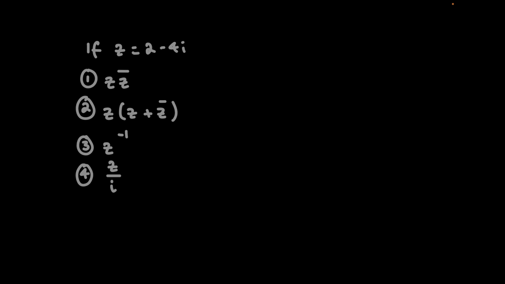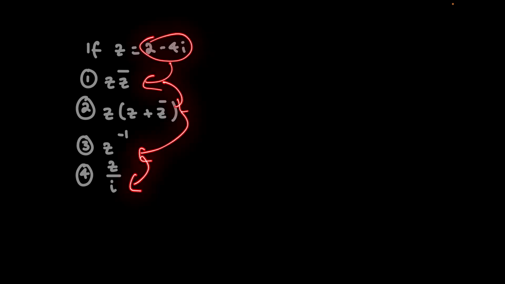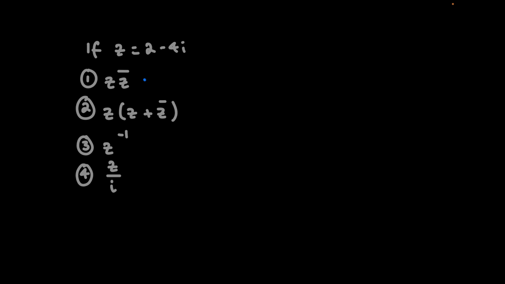Okay, this is our next question here. If z equals 2 take 4i, our goal is to work out these four parts to this question. So let's start with part 1. We're going to work out what is z times the conjugate of z. So in this case, what is 2 take 4i times by 2 plus 4i.